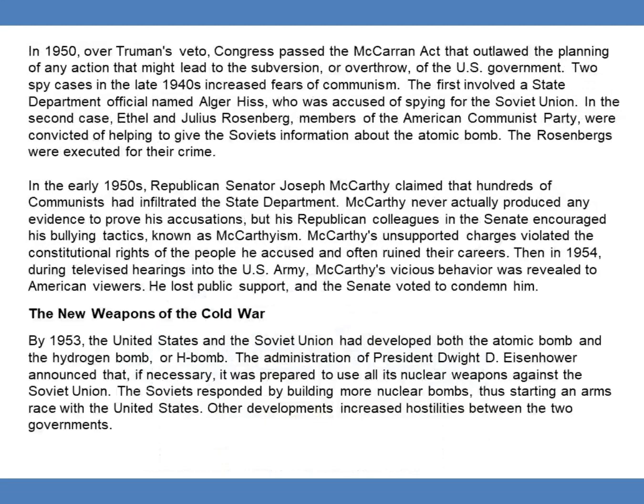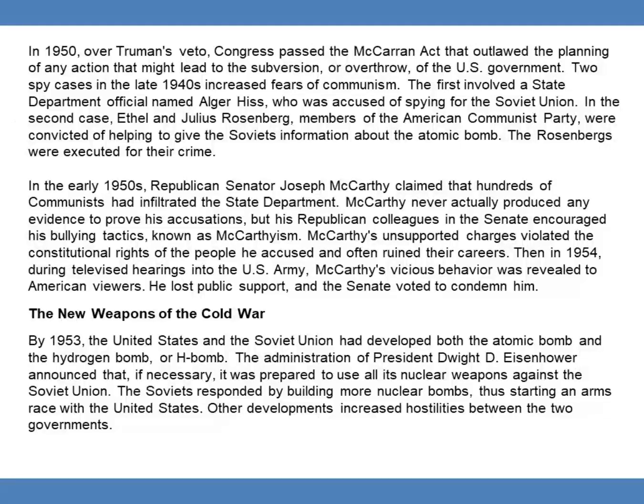In 1950, over Truman's veto, Congress passed the McCarran Act that outlawed the planning of any action that might lead to the subversion or overthrow of the U.S. government. Two spy cases in the late 1940s increased fears of communism. The first involved a State Department official named Alger Hiss, who was accused of spying for the Soviet Union. In the second case, Ethel and Julius Rosenberg, members of the American Communist Party, were convicted of helping to give the Soviets information about the atomic bomb. The Rosenbergs were executed for their crime.